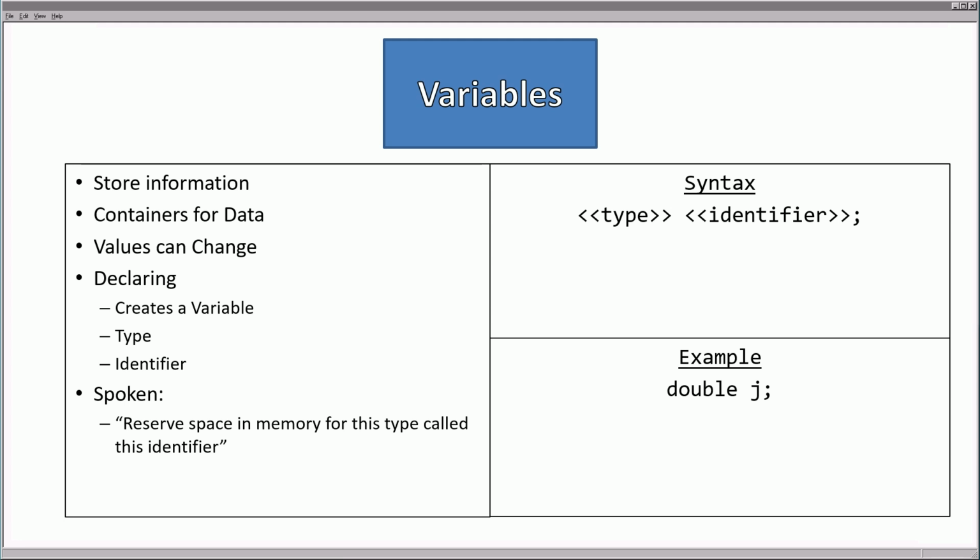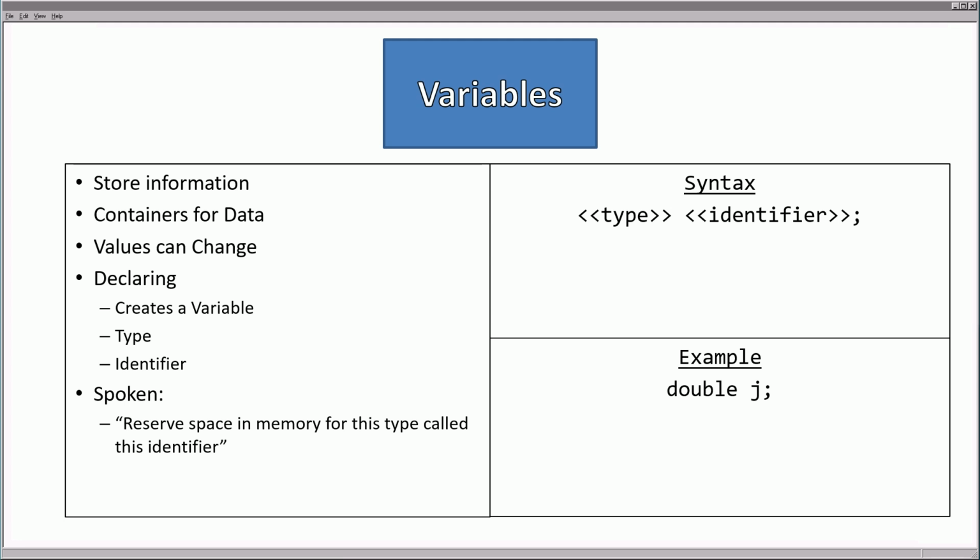Variables are effectively boxes. They are containers for that kind of data. And the values in a variable are allowed to be changed. They could be modified or mutated. The first thing that we need to do to use variables is we need to declare them. Now, this creates that space in memory to store that information.